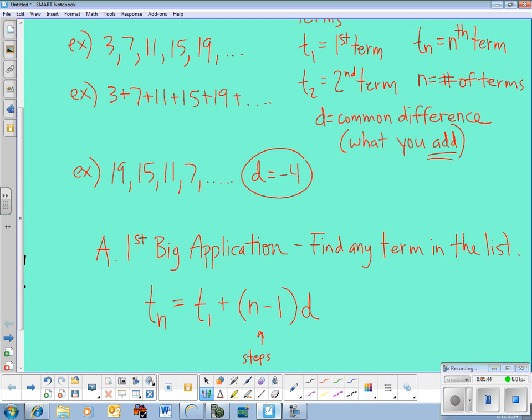And remember, we just defined d as the common difference. This is your step size. So if you multiply your steps by your step size, that's how much you increase, or if it's negative, how much you decrease to get from your starting term, T1, out to the term you're looking for.